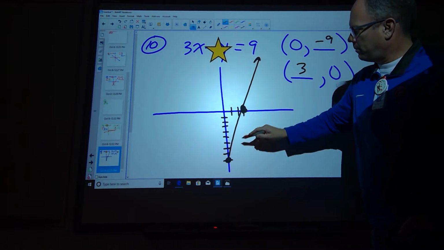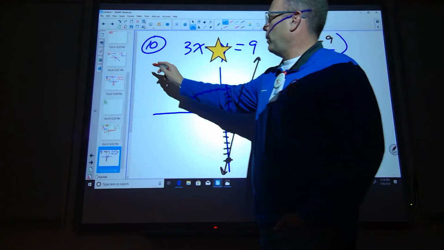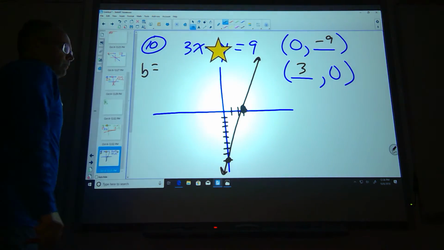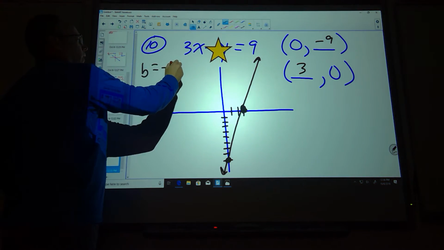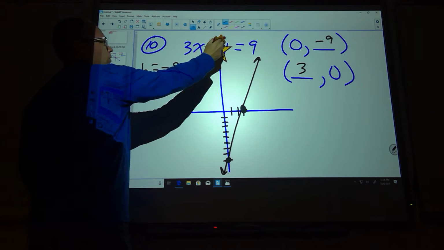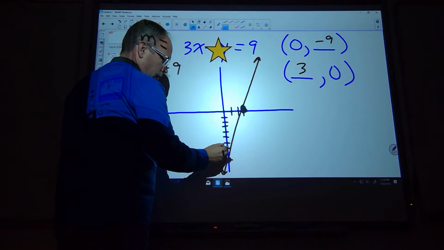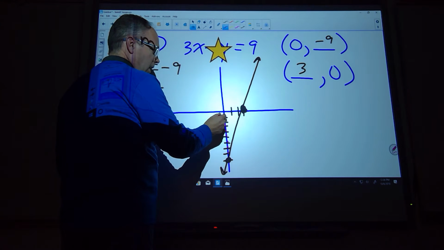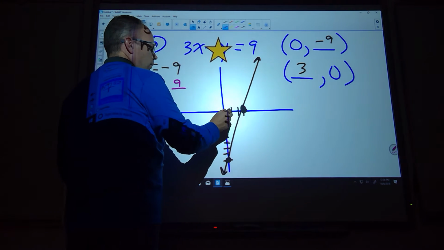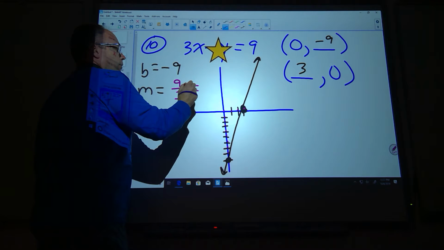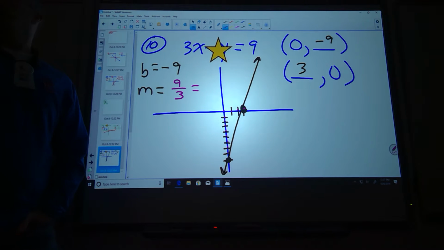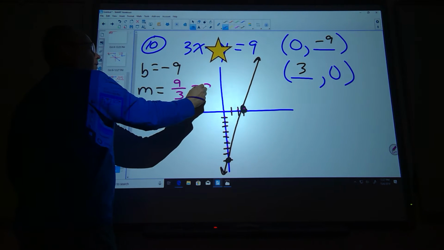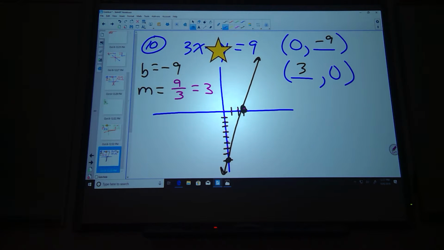Oops. Make that bigger. Hey, what's my y-intercept? What's b? Negative 9? Don't forget the negative. And my slope I could find by just counting. So 1, 2, 3, 4, 5, 6, 7, 8, 9. Up 9. Over 3. And right 3. So 9 over 3 reduces to 3 over 1, which is just 3. Increasing or decreasing? Increasing. Increasing because the slope is? Positive. Let's create this.